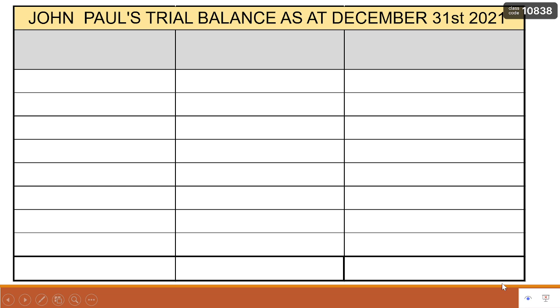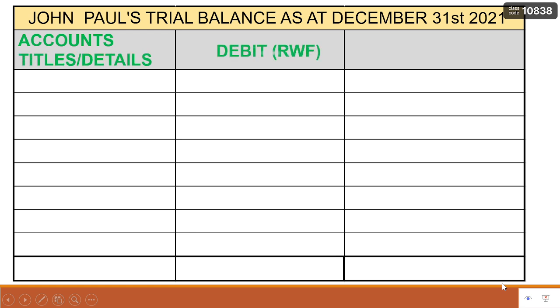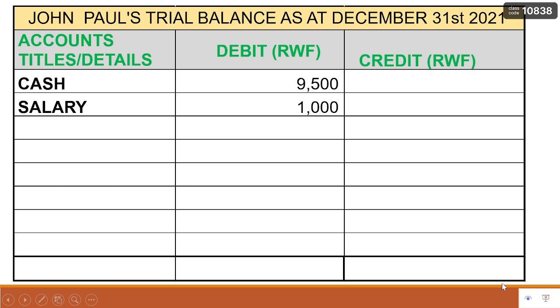The trial balance, as you remember, is made up of 3 columns. The first column is of account titles. The second is of debit. The third is of credit. You remember that all assets and expense accounts have debit balances. Cash is an asset, so it has to be listed under debit. Salary is an expense to an organization, and an expense, remember, is listed under debit. Machinery is an asset for the organization. An asset is listed under debit.